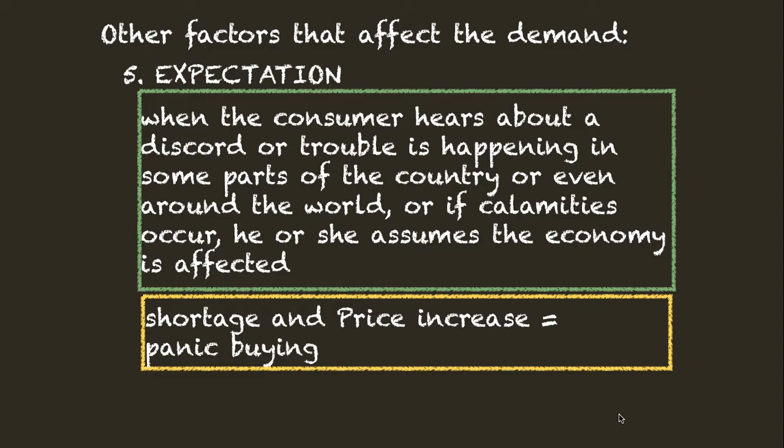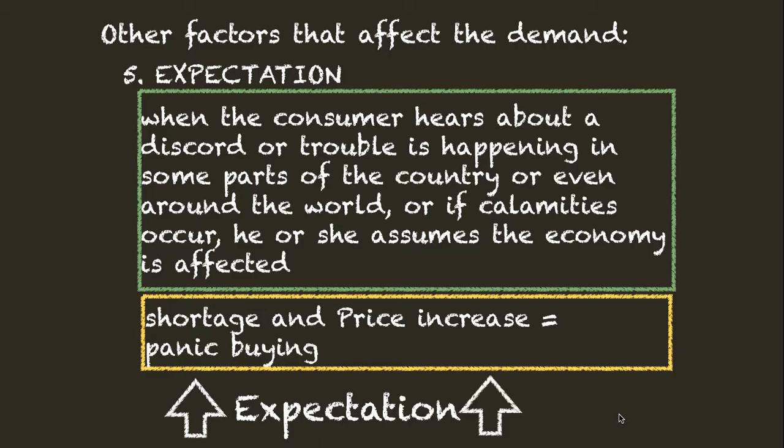For example, when there's a typhoon coming, people would normally go to the supermarket and buy as much as possible because they don't want to feel scared that they would lose the commodities that they would need during the typhoon or the duration of the typhoon. So when there's high expectation, normally there's a possibility also that the quantity demanded of specific products would increase.